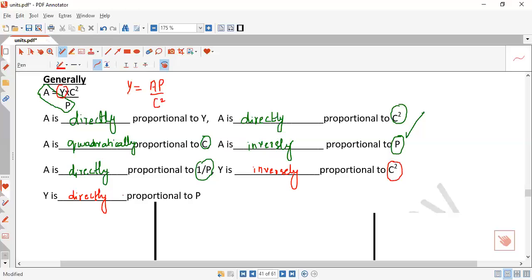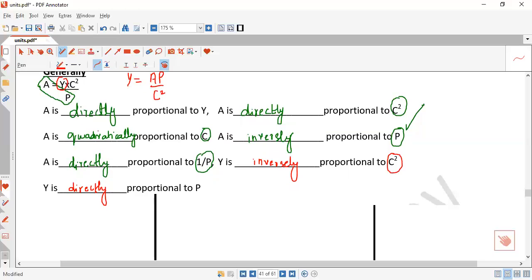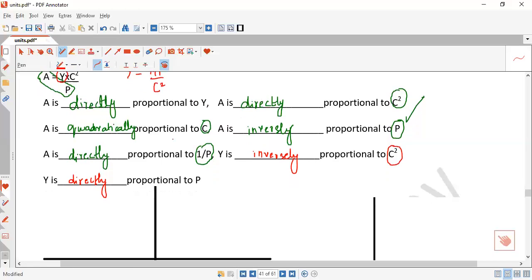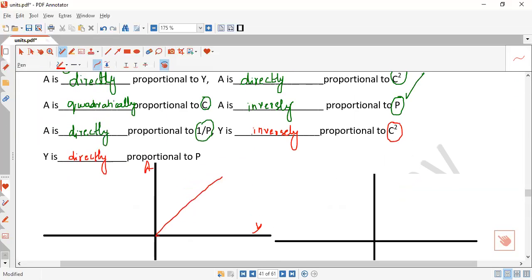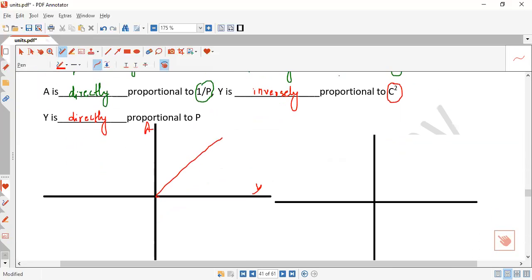This is what we are going to do in graph. If I'm talking about A and Y, they were directly proportional. So the graph is going to be a straight line passing through origin. And if we are talking about A and c square, they are again directly proportional. So the A and c square graph is going to be a straight line passing through origin.